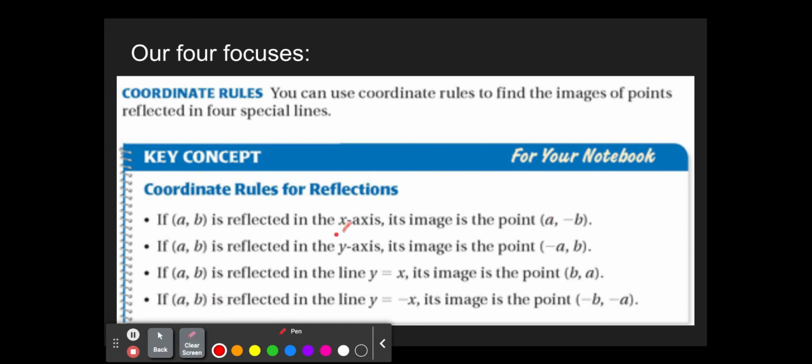But there's also rules that we can just piece together here. And this is stuff where we did this activity yesterday where I wanted you to see, on your own, reflect over the x-axis, reflect over the y-axis, and see if you can make a prediction on these rules.